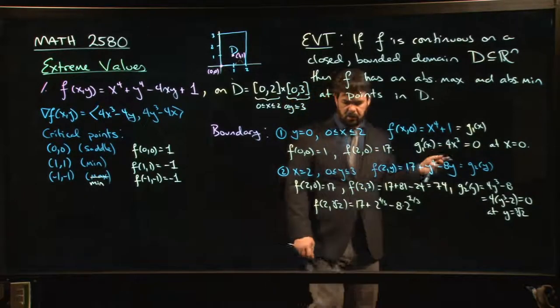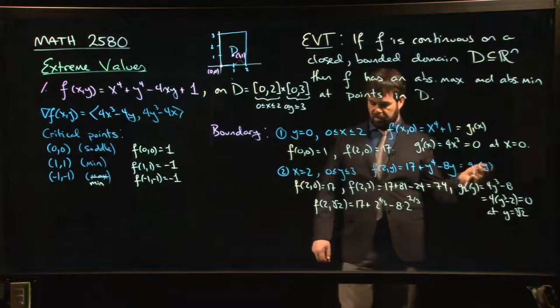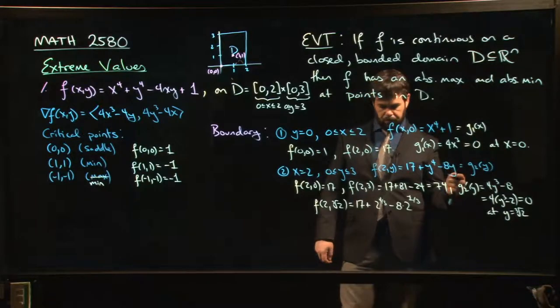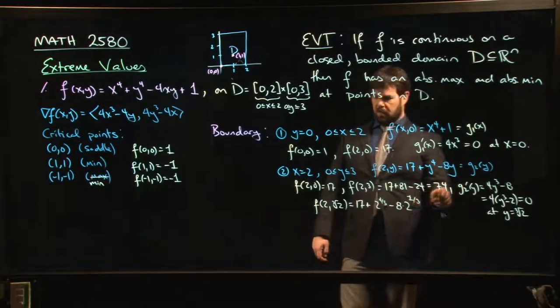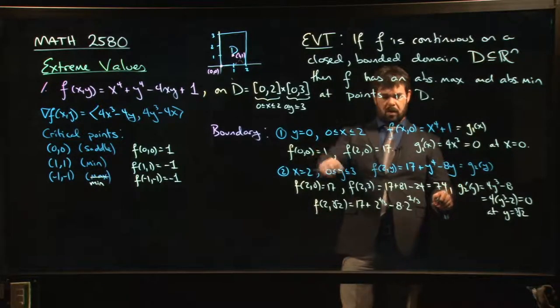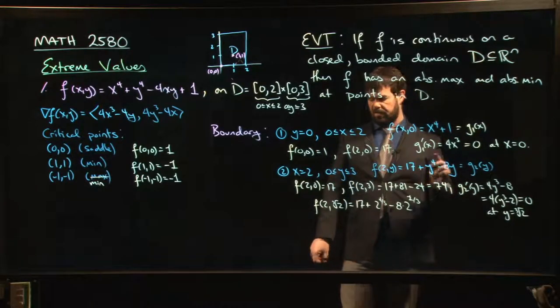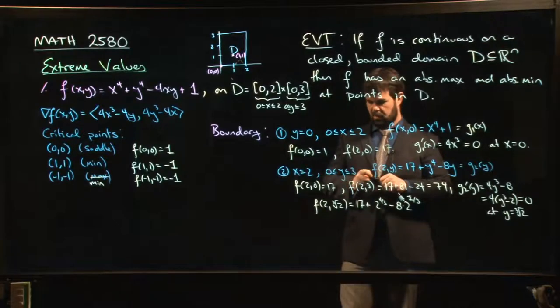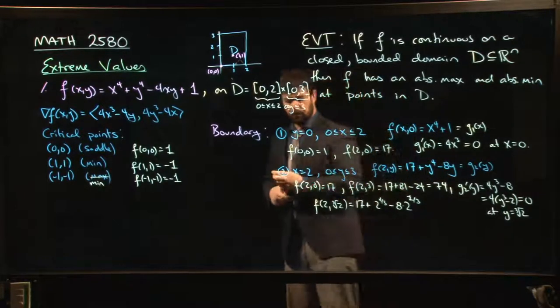So I guess we could pull out our calculators, we could figure out what this number is, but it's going to be bigger than 1, it's going to be smaller than 74, so I don't think we have to worry about it. Do we want to? I don't want to worry about it. Let's not worry about it, okay? We'll leave that one alone.